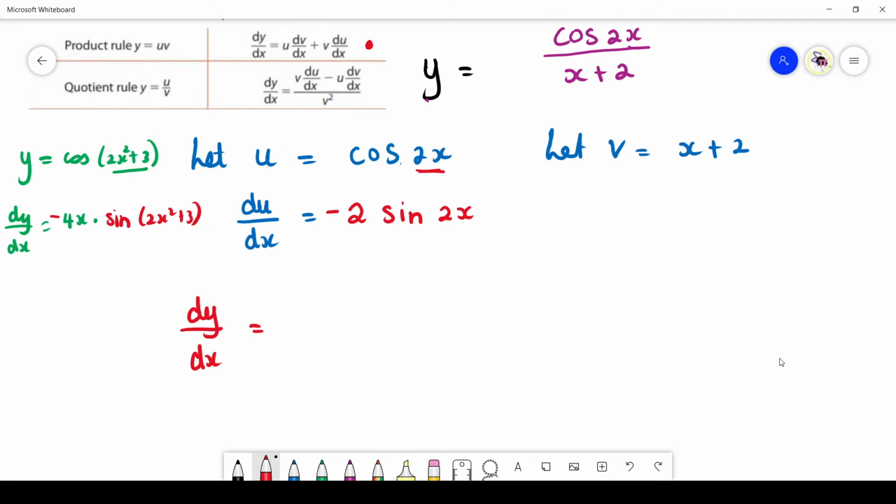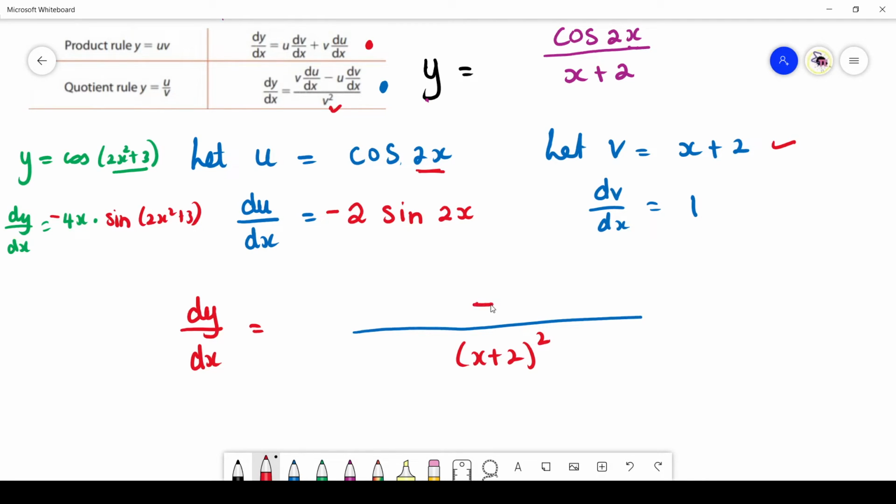All right, so let's get back into our answer here. Continuing along, we need to get values for dv/dx. If you were to differentiate x plus 2, you just get 1. And then finally, we can take those values and successfully substitute them into our quotient rule, which goes as follows. On the denominator, you can see that we have v squared. So what is v? v is x plus 2. Therefore, v squared is going to be (x plus 2) all squared. Please remember to write your brackets.